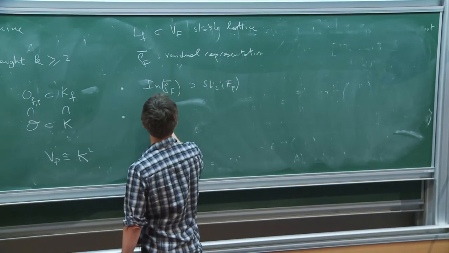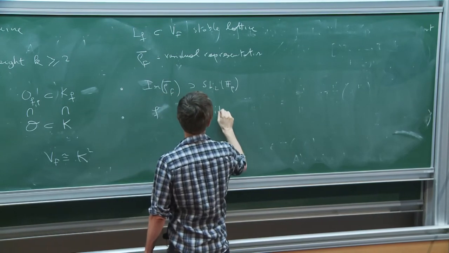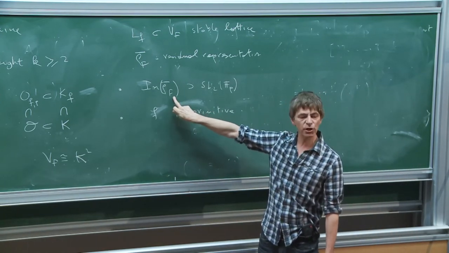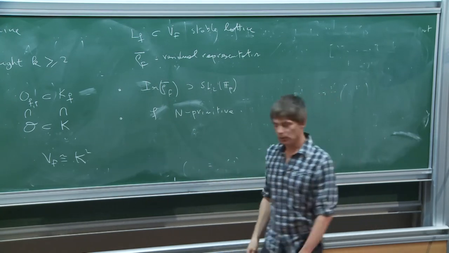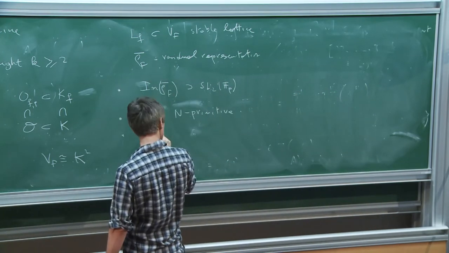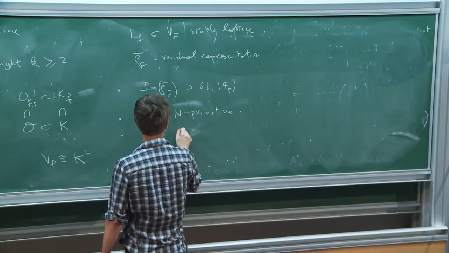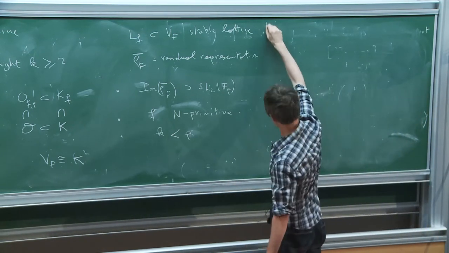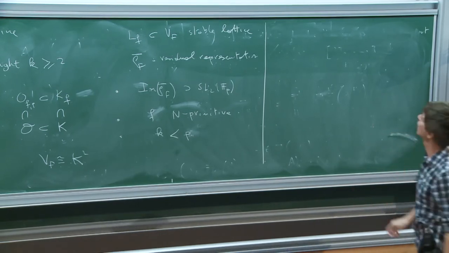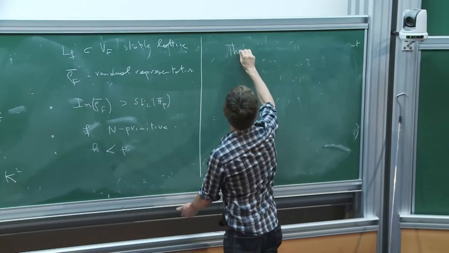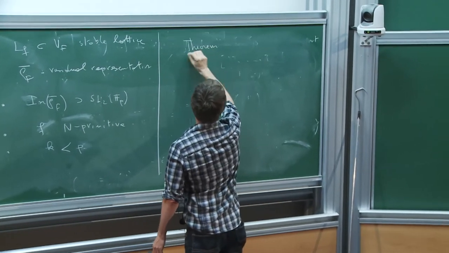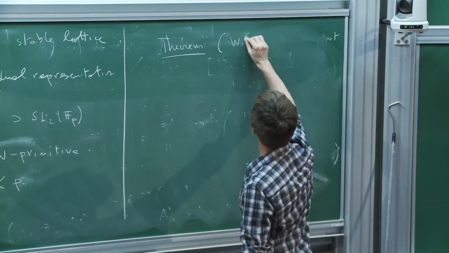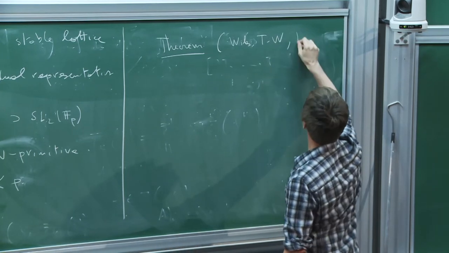Another assumption is that f is what we call p-primitive, and basically that means that the ramification of rho_f bar is the same as the ramification of rho_f. I make another assumption that k is less than p, so this is a Fontaine-Laffaille type condition. Under these conditions, there is a theorem which is essentially due to Wiles, Taylor-Wiles, and Hida.